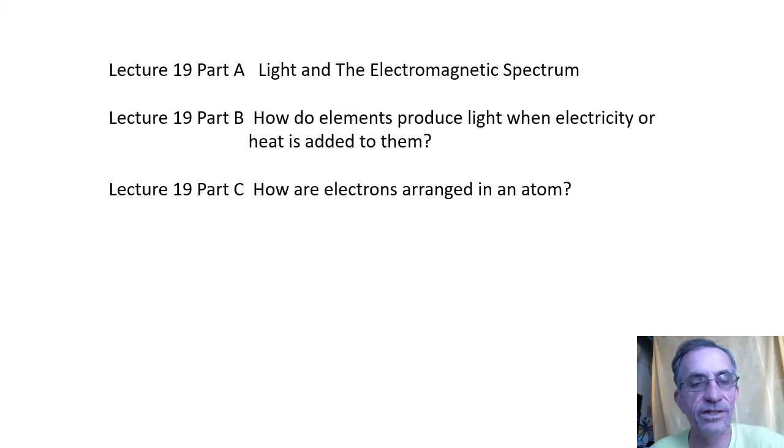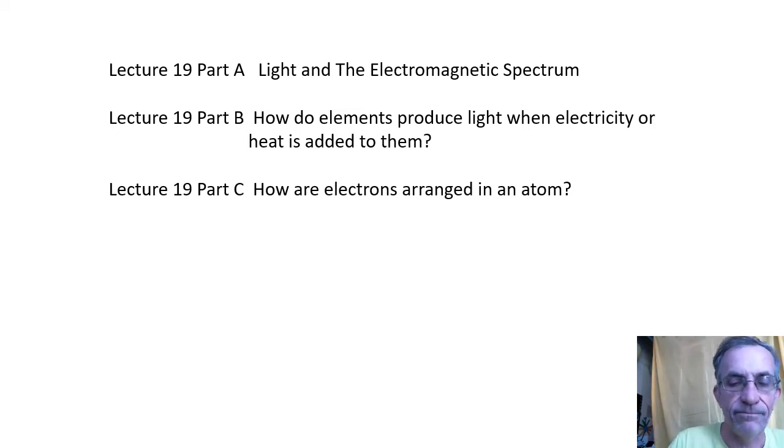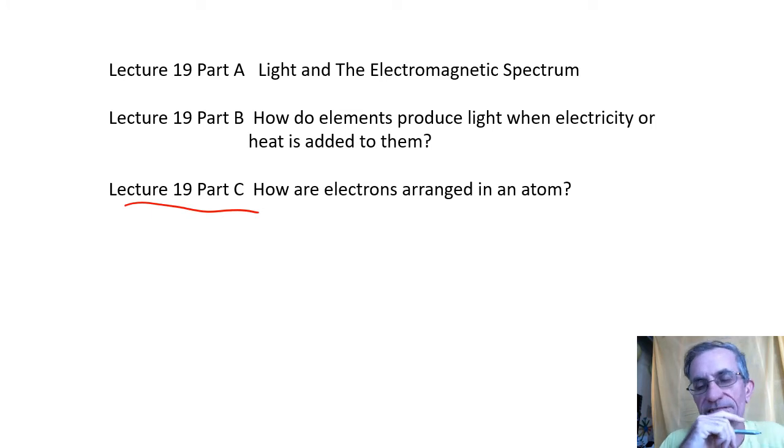All right, onward to lecture 19, part C. So in the previous two parts, we basically talked about the structure of an atom, right? And the important thing is we've learned that on the outside of an atom, there are these shells, which we can sort of imagine as rings around the nucleus where the electrons are going to exist.